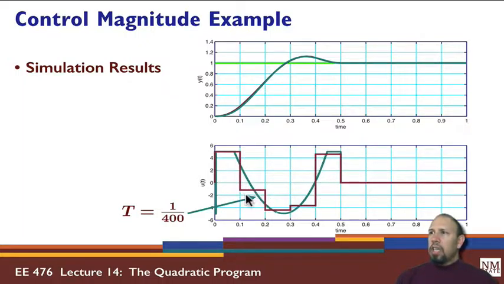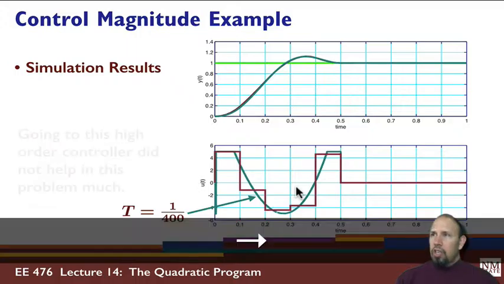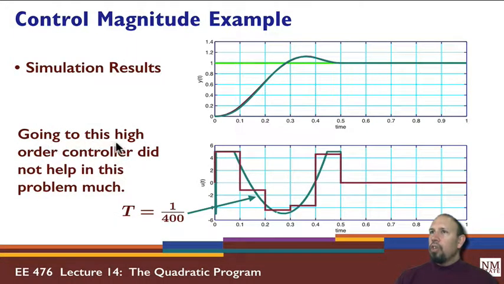So in this particular case, there's really no advantage to using a small sampling period to solve this problem. The cost of using this high order controller did not help the problem much. So we now have a tool to actually analyze a problem like that. Going to a higher order solution didn't help the problem. So in the spirit of KISS, Keep it simple, stupid, we would use the low order controller. So this is the quadratic program and how to use the quadratic program to solve our optimization problem, our performance problem.